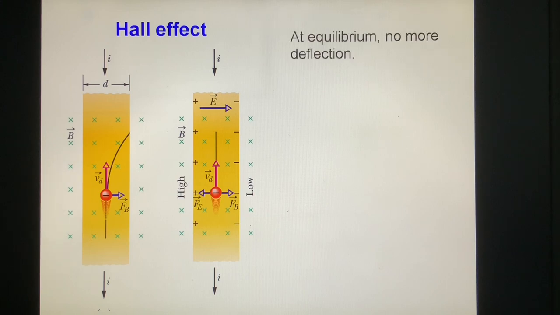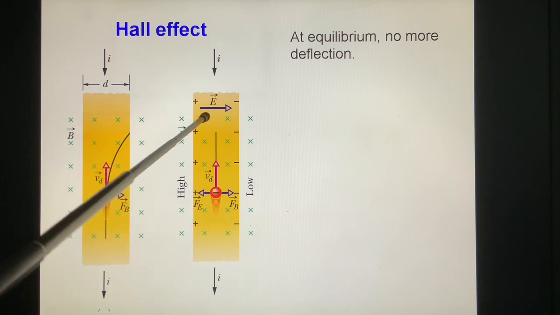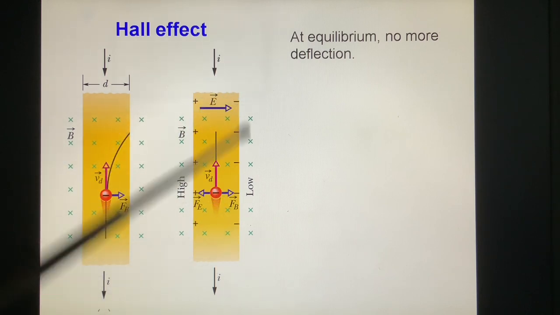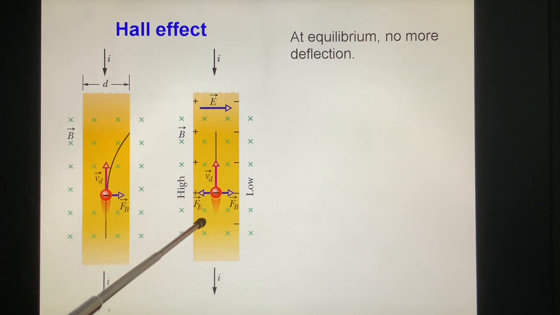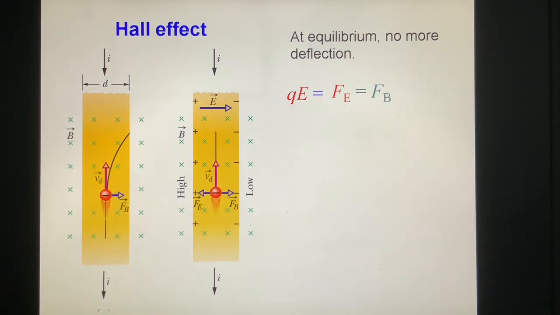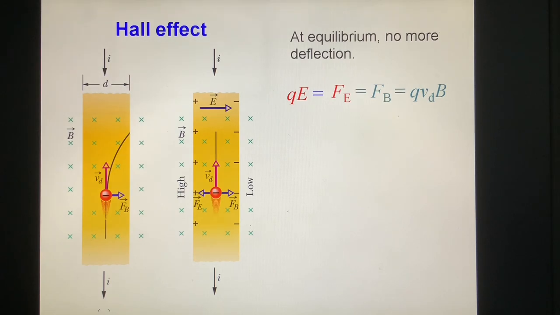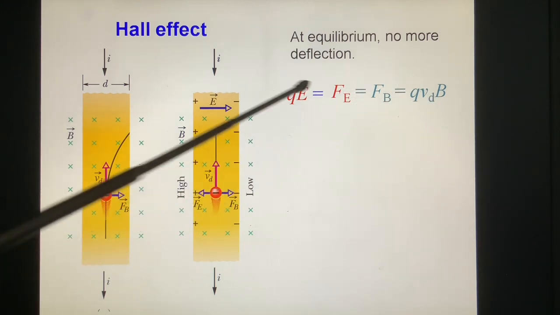At equilibrium, what do we mean by equilibrium? The charge accumulated here establishes an extra electric field towards the right, and the electron will experience another electric force. This is F_E, and this is F_B. As more and more electrons accumulate, E gets bigger, until these two forces are equal: qE in this direction, qvB in the other direction. Then the electron will not drift in any direction; it goes straight through. This must be the equilibrium condition.